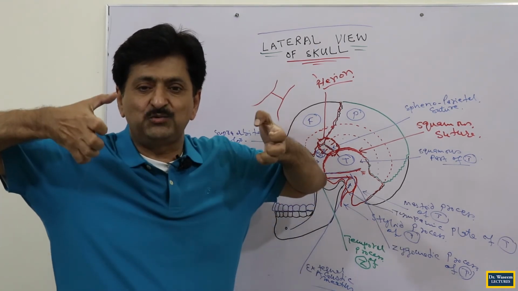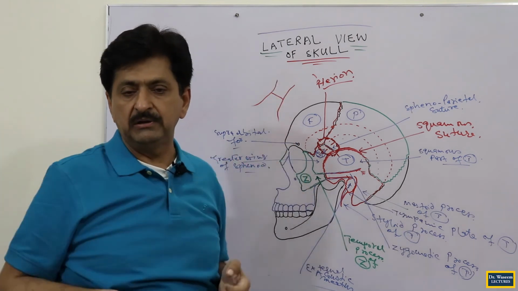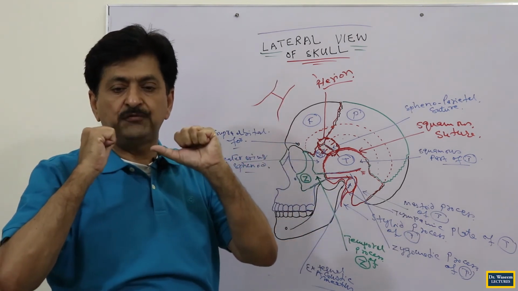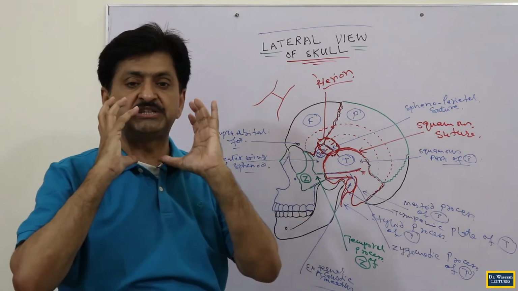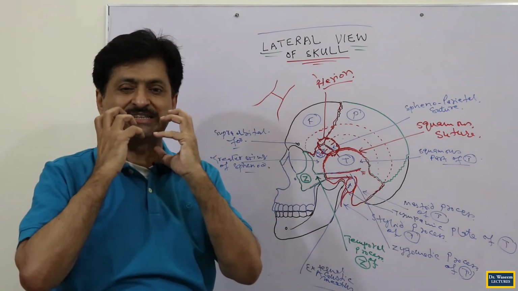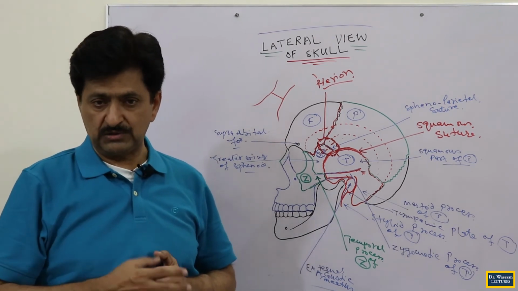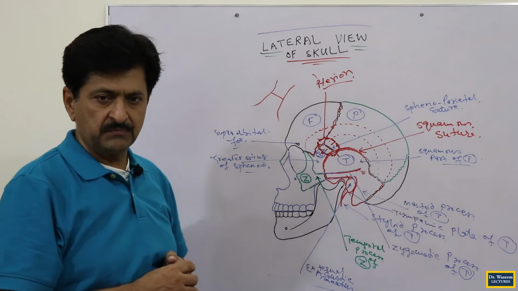And when it contracts, it will elevate the mandible. It will cause shutting of your mouth. That means it will bring the two jaws closer, so it is useful for biting, useful for chewing, and is called one of the muscles of mastication.